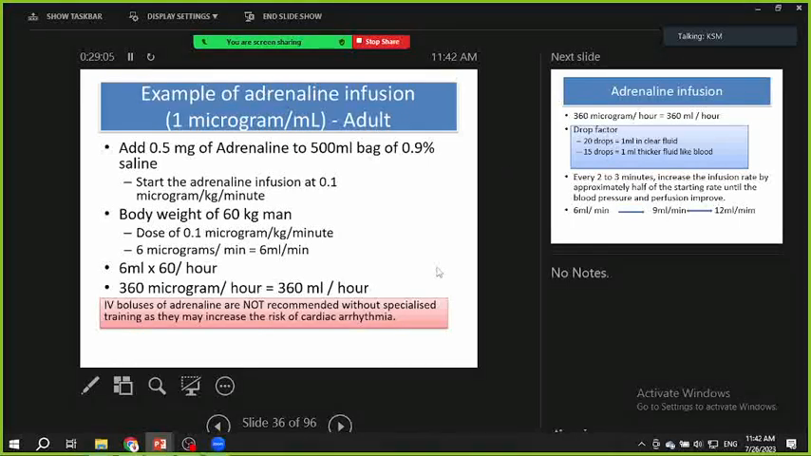Suppose the patient's body weight is 60 kilogram and the dose of adrenaline is 0.1 microgram per kg per minute. For that minute, we have to send 6 microgram per minute. That means 6 ml per minute. So how do we make 1 ml equal to 1 microgram? That is 0.5 milligram of adrenaline, that's 0.5 ml. We have to put it in the 500 ml normal saline. So 1 ml contains 1 microgram. So 6 micrograms per minute or 6 ml per minute. For the 60 kilo person, per hour, you have to send about 360 microgram per hour. That means 360 ml per hour.